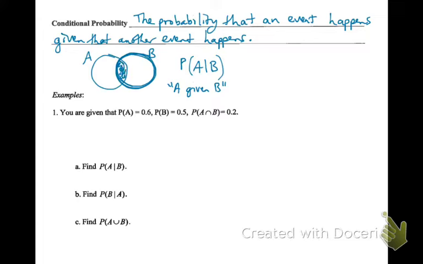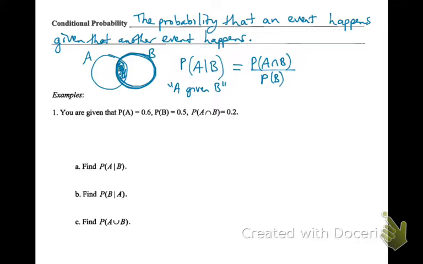So there's a formula for the probability of A given B, and it is the probability of the intersection of A and B, divided by the probability of event B.